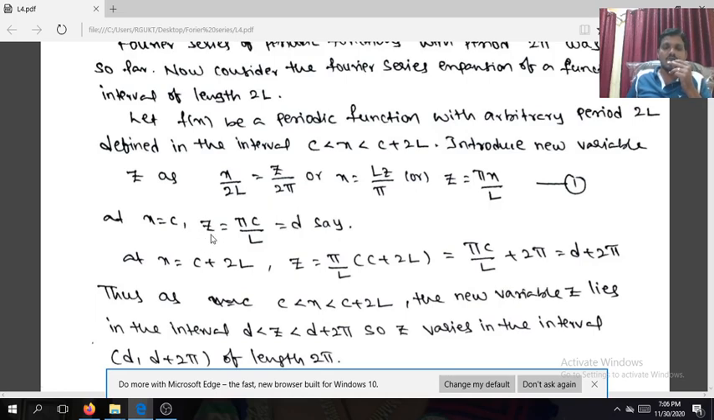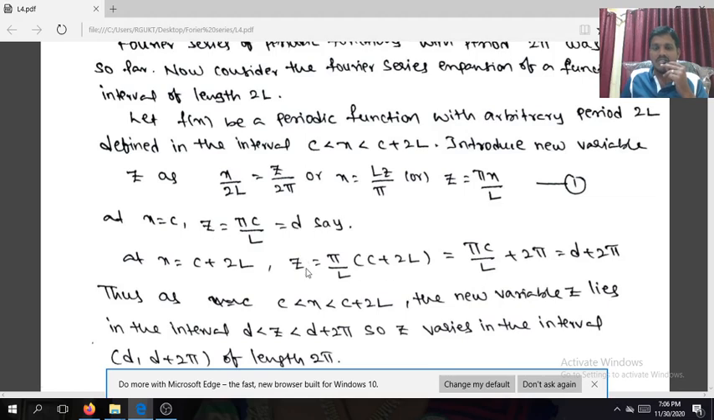At x equals c, z equals pi c by l, right? That means z equals pi x by l. So z equals pi c by l, say, which is d. I am taking d, say. At x equals c plus 2l, z equals pi by l times x, so I substitute c plus 2l: that is pi c by l, the l cancels, plus 2 pi. That means z equals pi c by l plus 2 pi. Pi c by l can be taken as d, so d plus 2 pi.